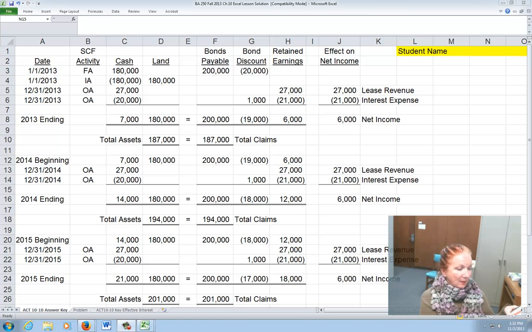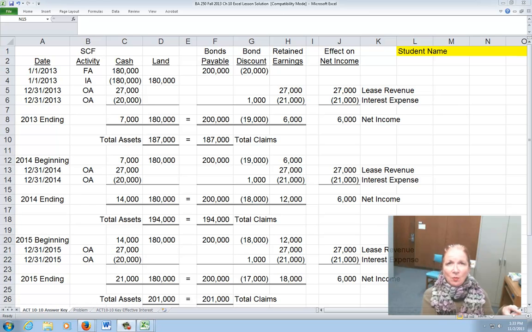As an example, calculate the ending balances. And then B says enter the effects for 2014, C says for 2015, and D says for 2016. And then immediately in 2016, immediately after the sale of the land, they repurchased the bonds at 93.